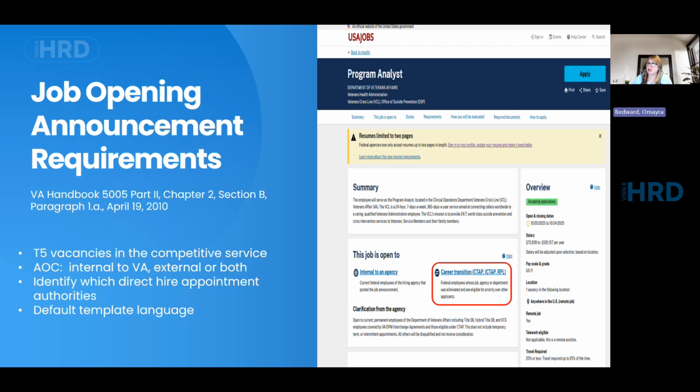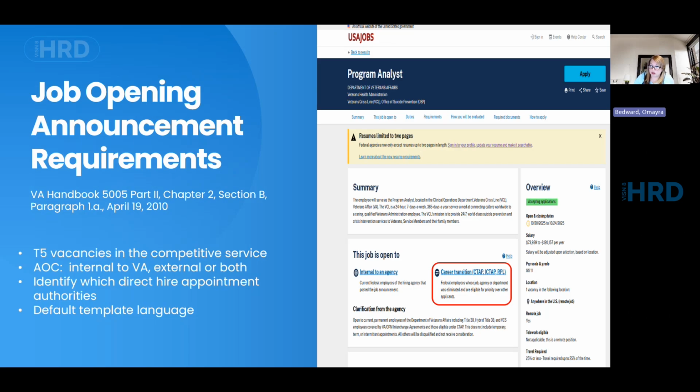Now, we just talked about how a job announcement is required to clear CTAP or ICTAP. And to meet the ICTAP obligation, all Title 5 competitive service vacancies, as I mentioned, that are more than 120 days, and for ICTAP, outside of the VA, an announcement has to be posted. And this includes those that want to hire non-competitively and those where you want to use direct hires and all of that. Okay. Now, the Title 5 positions have to be in the competitive service.